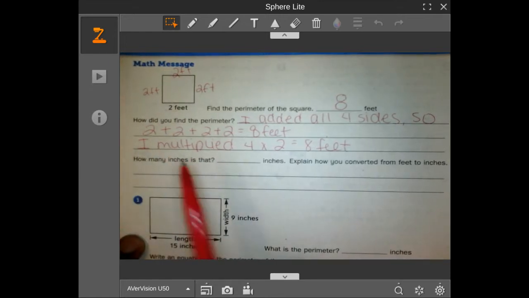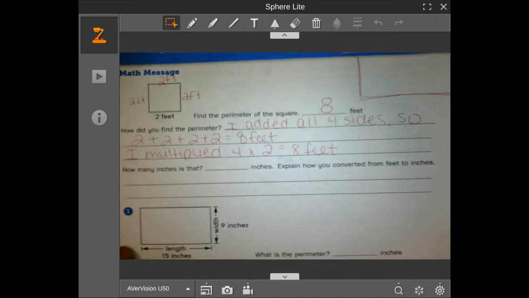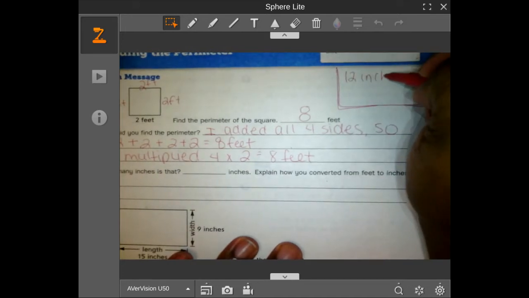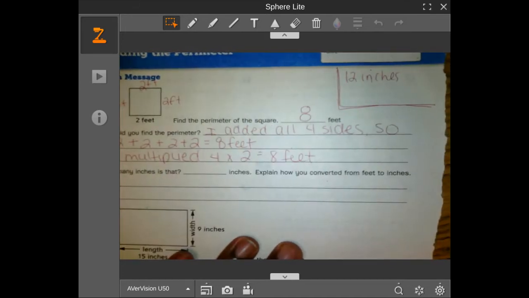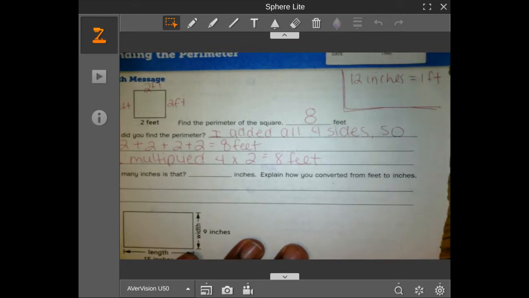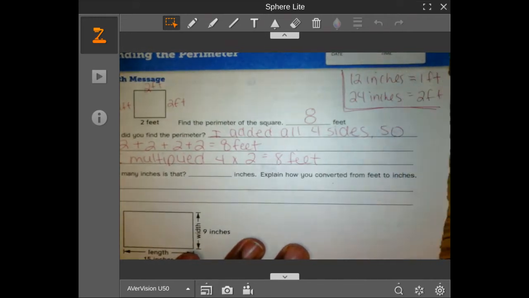Let's make a note of that. I'm going to put that in the top corner here just to remind myself. 12 inches. Go ahead and write that on your paper so you can remind yourself as well. 12 inches equals 1 foot. If I had 2 feet, 2 feet, 24 inches. So for every foot, I'm going to add 12 inches.